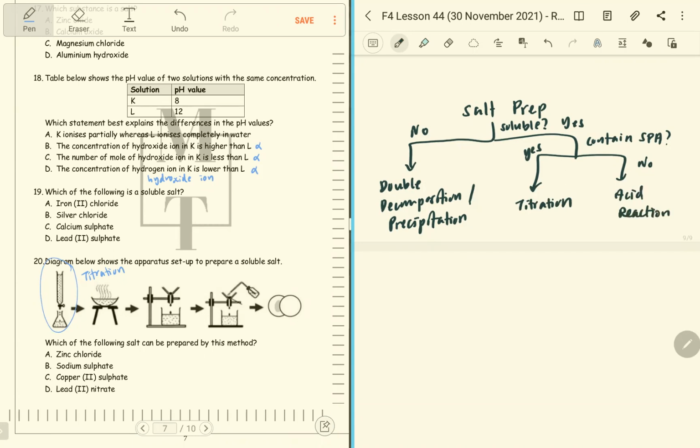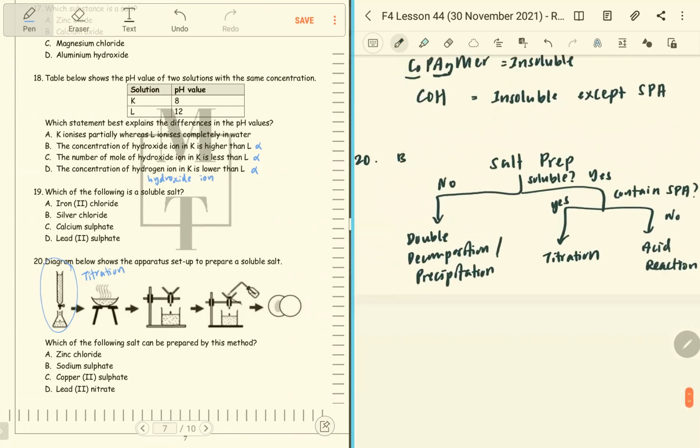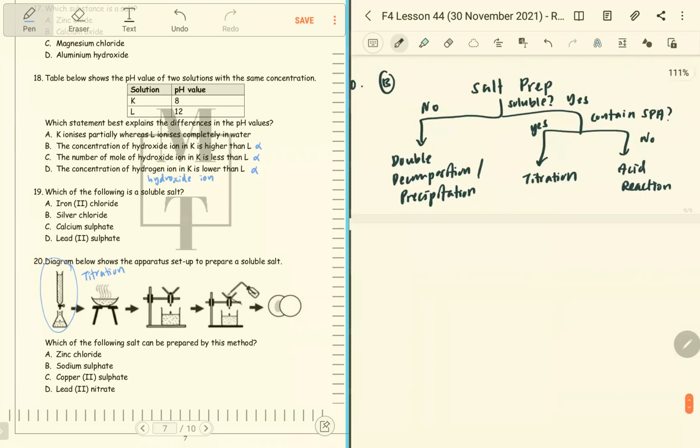So here titration, I'm looking for something that contains spa. Answer is B, because you are soluble and you contain sodium, so you are doing titration.